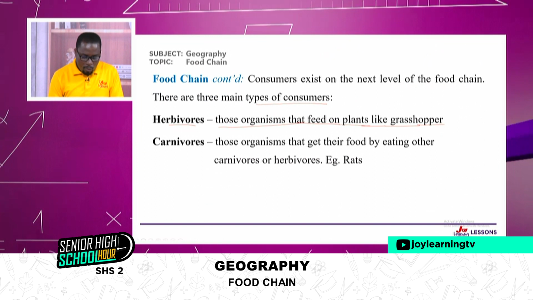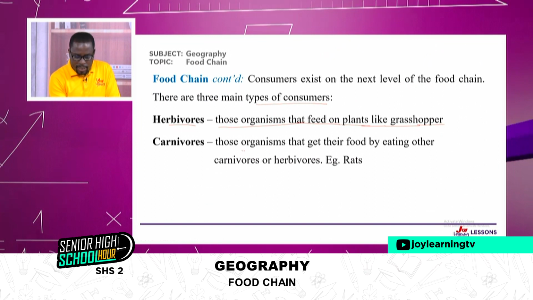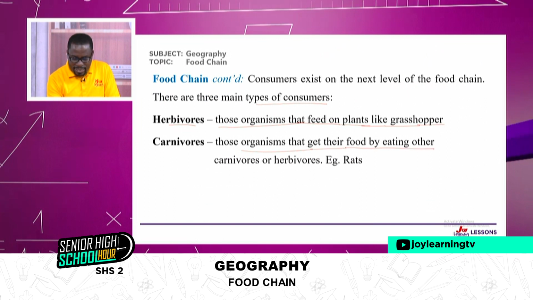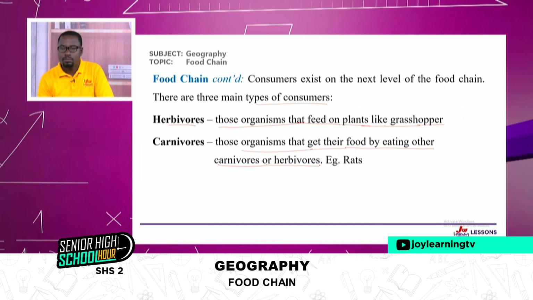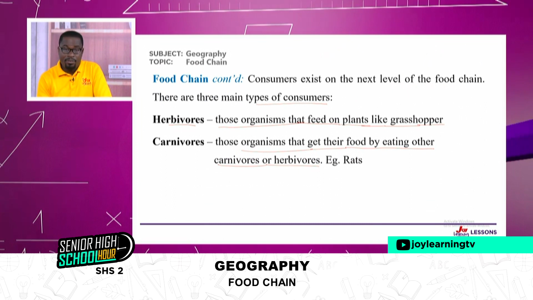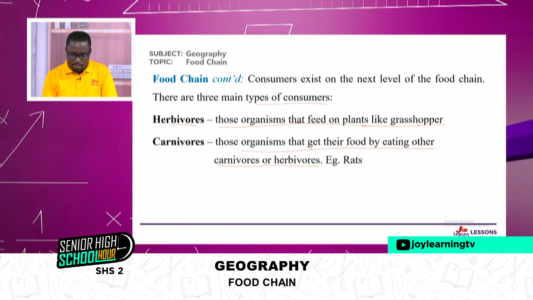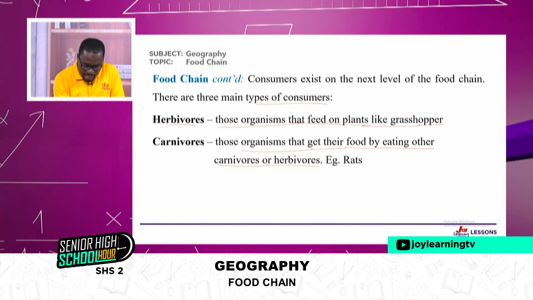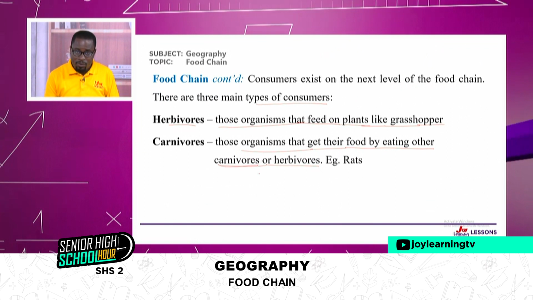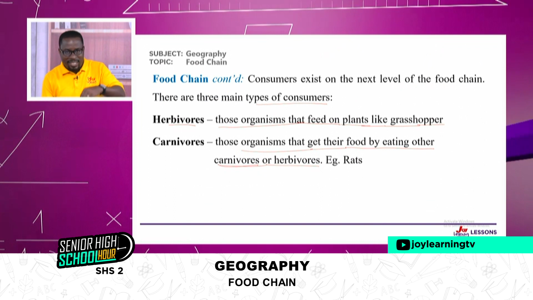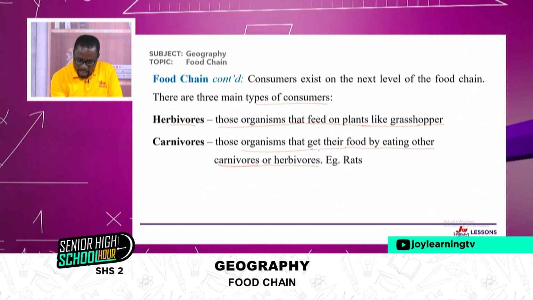Good. Now, we also have carnivores. And there are those organisms that get their food by eating other carnivores or herbivores. Is that okay? Like rats. The rats, they eat other carnivores. Its own colleague, what? Carnivores. Okay? The rat can eat it, and can also feed on the herbivores like the grasshopper.